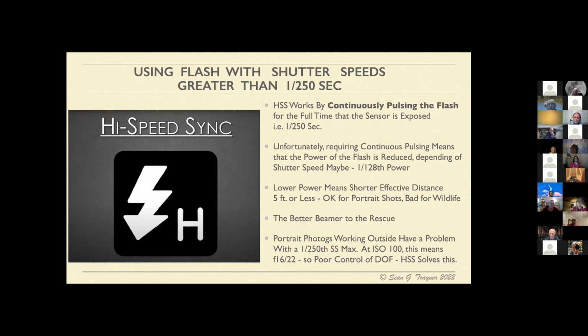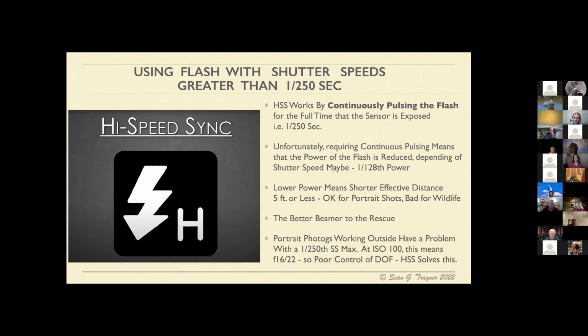Less power means less effective distances. So that could mean 5 feet or less. So that works good for portrait shots, but it's not too good for wildlife. And that's where the better beamer comes to the rescue.